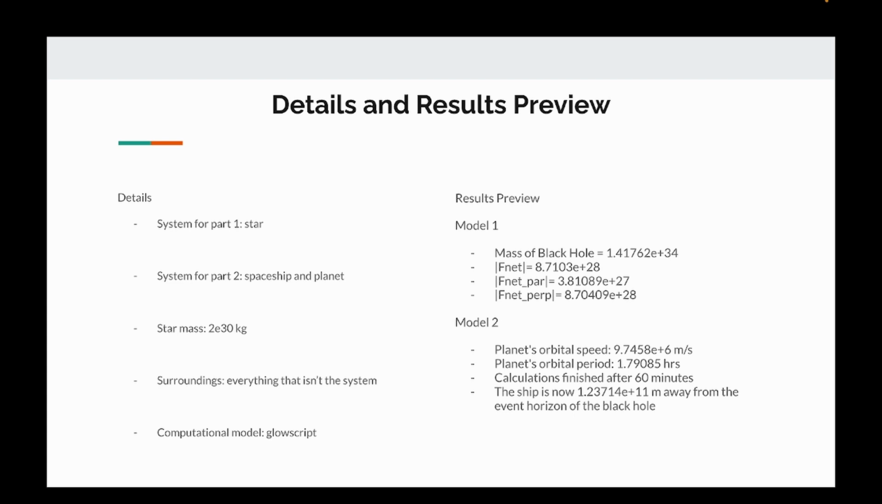So, some details and results before we get into the lab. The system for part 1 is the star, and the system for part 2 is both the spaceship and the planet in their separate areas in an iteration. The star mass is 2 times 10 to the 30 kilograms, and the surroundings is everything that isn't the system. The computational model was made using GlowScript. And here are some results that I can preview here, but we'll see them again later.